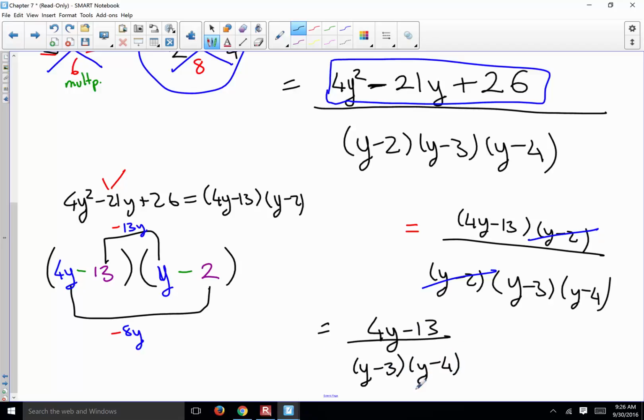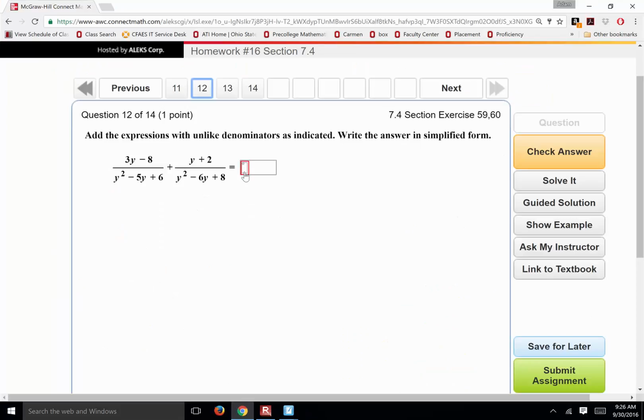Can I cancel more? Can I cancel y's like this? No. No. This y is linked to 13. They are a block. They won't just partially cancel. I wish there was 4y minus 13 here I could cancel off, but this is not even close. Okay? This is what you're going to enter into the answer.